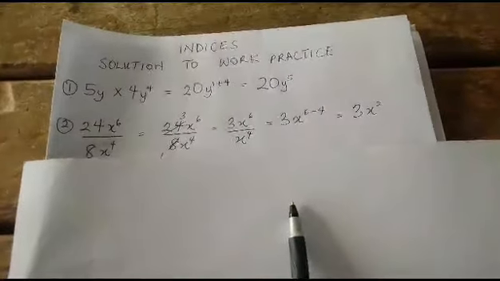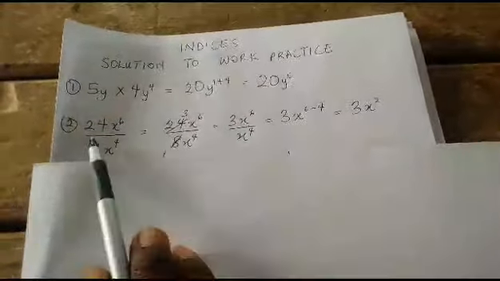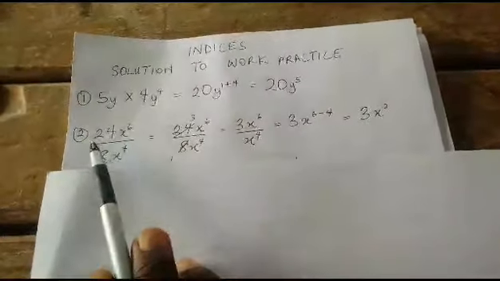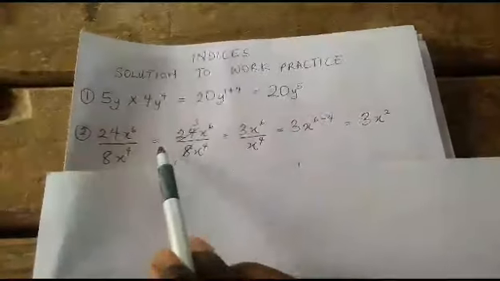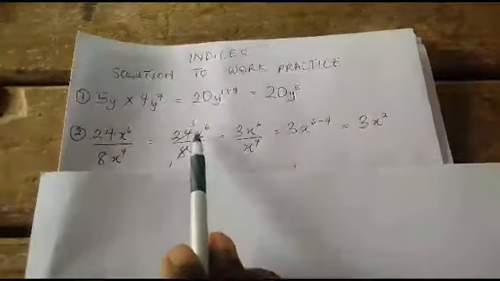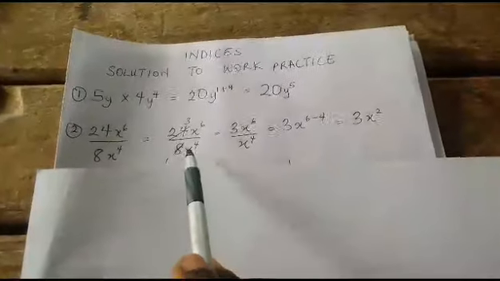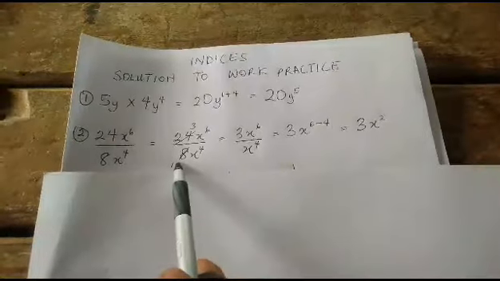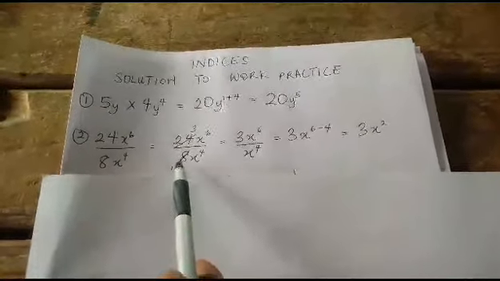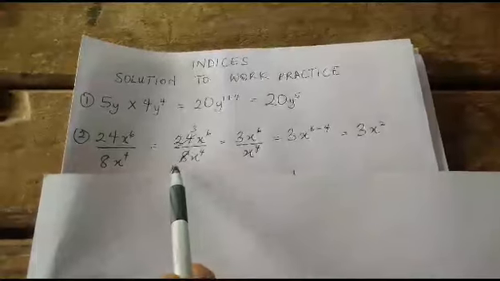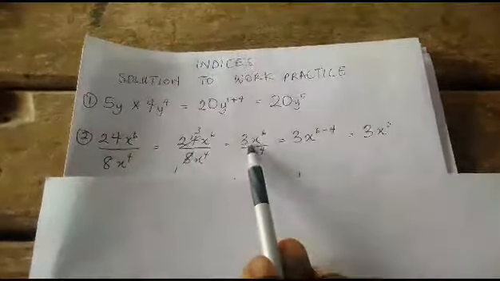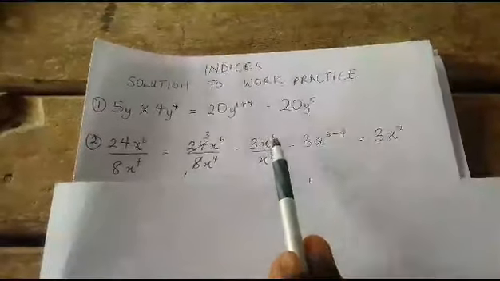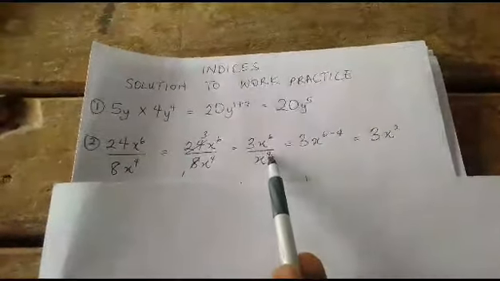Now let's go to question 2. We have 24x raised to power 6 divided by 8x raised to power 4. Here, you realize that 24 and 8 are constant numbers, and you can easily divide them. So 8 divided by 8 is 1, and 8 in 24 will give us 3. So from there we have 3x raised to power 6 divided by x raised to power 4.